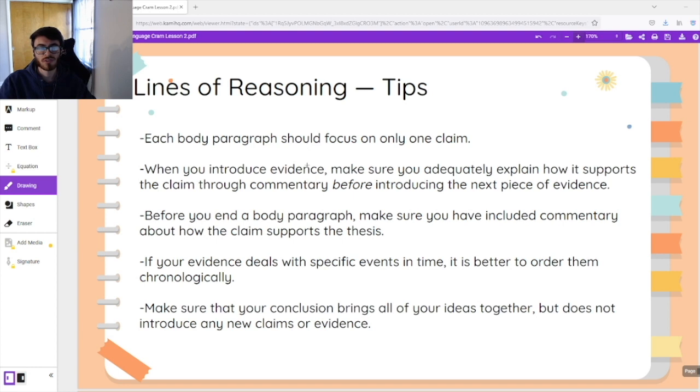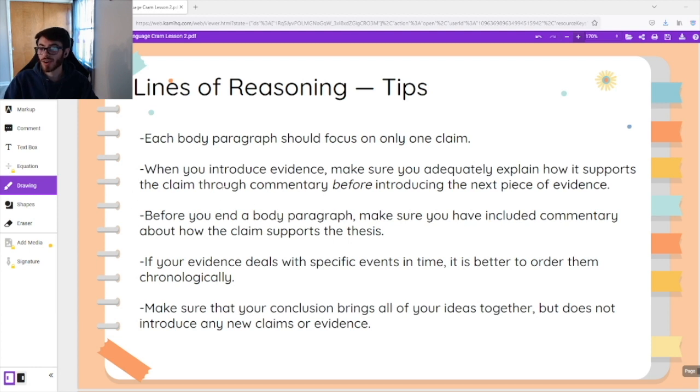When you introduce evidence, make sure you adequately explain how it supports the claim through commentary before introducing the next piece of evidence. So the order should be this, right? Claim, evidence, commentary, evidence, commentary, evidence, commentary, right? You always want to explain the evidence and explain how the evidence supports the claim before you move on to the next piece of evidence.